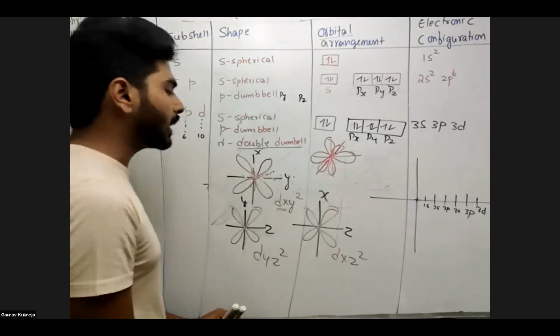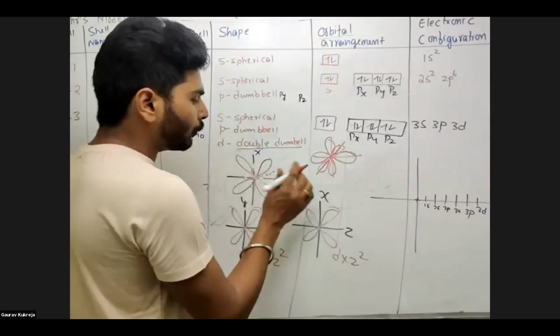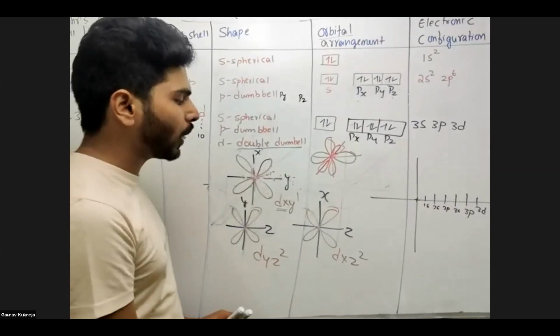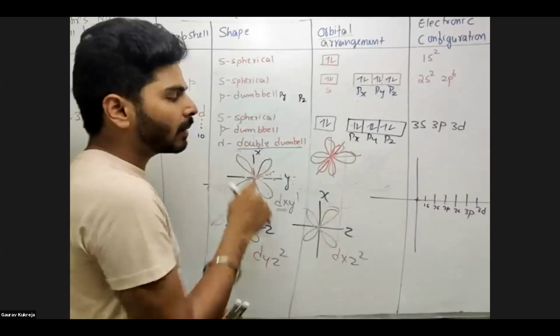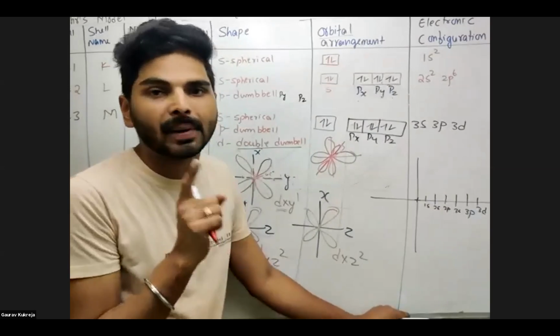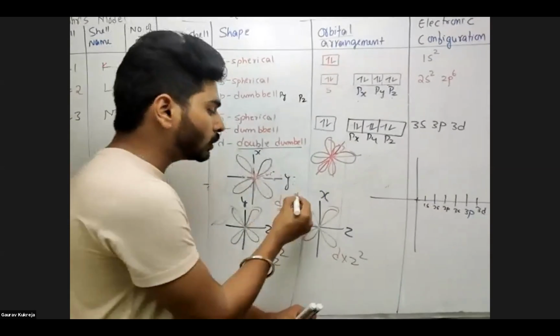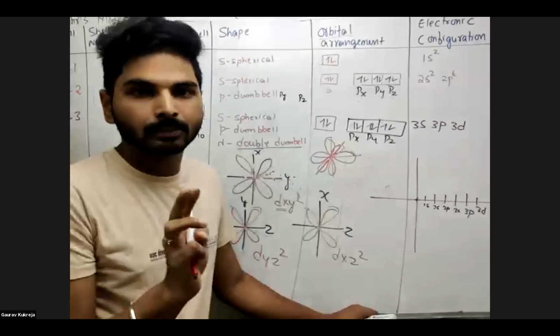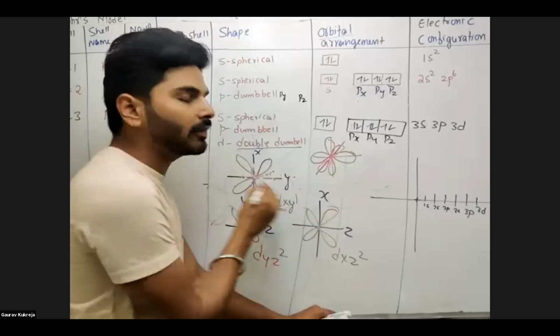Now remember, sometimes you may feel like, what if one electron is present in DXY? Whether it will create double dumbbell manner? Yes, it will create double dumbbell manner. So it is not the two electrons making two dumbbells. It is the presence of electron giving the shape.